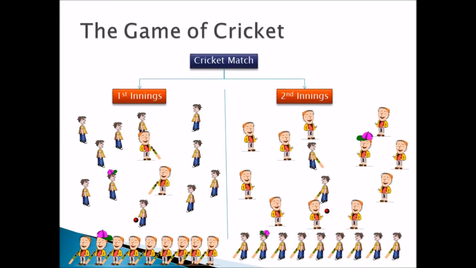The innings is complete when 10 members of the batting team are dismissed. This is known as all out, although one always remains not out. It is also complete when a set number of overs have been played, or when the batting team declares that they have enough runs.